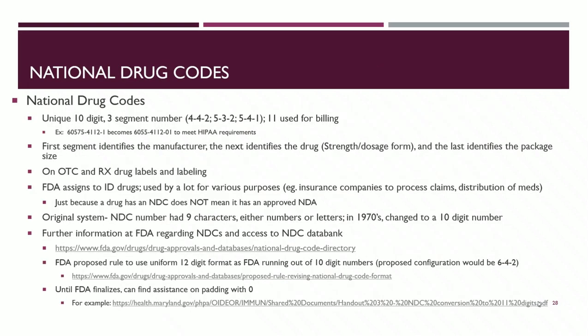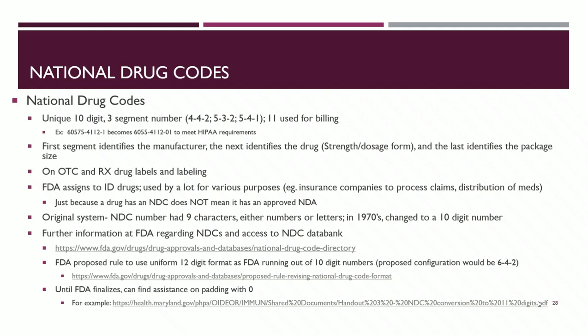NDC codes, so national drug codes. Currently they are 10 digits. There are different ways that they can be put together, but there are 3 segments. It could be 4-4-2, 5-3-2, or 5-4-1 segments. We do make them into 11 digits for billing, so we pad them with a 0 somewhere. If you want to see how the zeros are padded, you can find that on the internet, but that's because of HIPAA reasons for electronic billing.